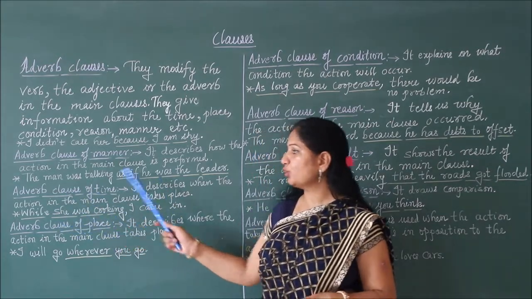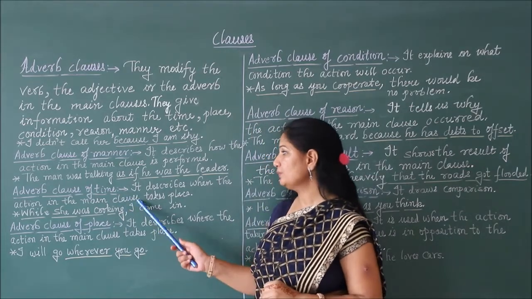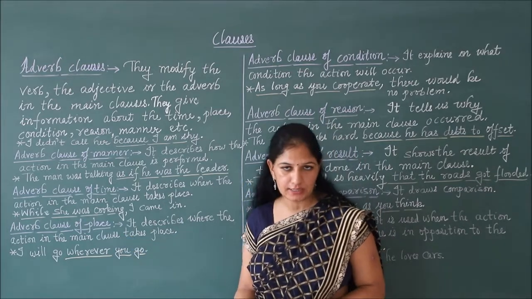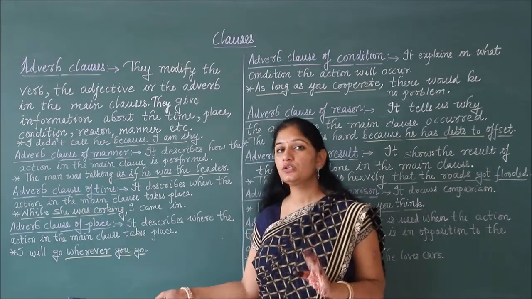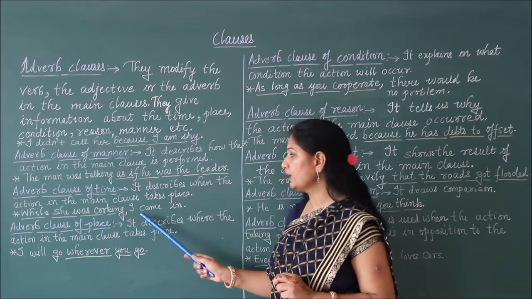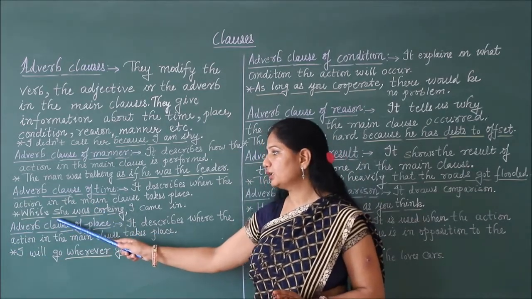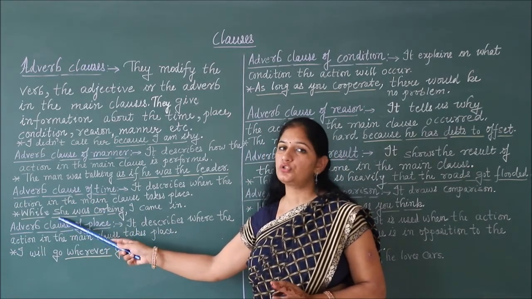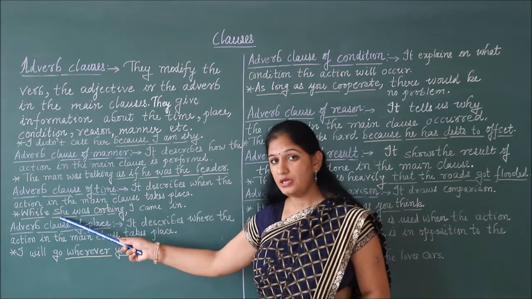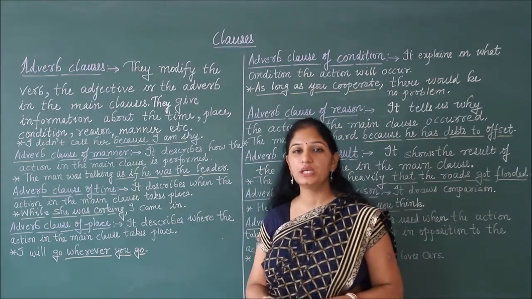Then next, adverb clause of time. The adverb clause of time is related to time. So it describes when the action in the main clause takes place. It will also answer the question of when. For example, while she was cooking, I came in. When did I come in? While she was cooking. So this clause becomes an adverb clause of time because it is answering the question of when, and it is telling about the time of the action which took place in the main clause.